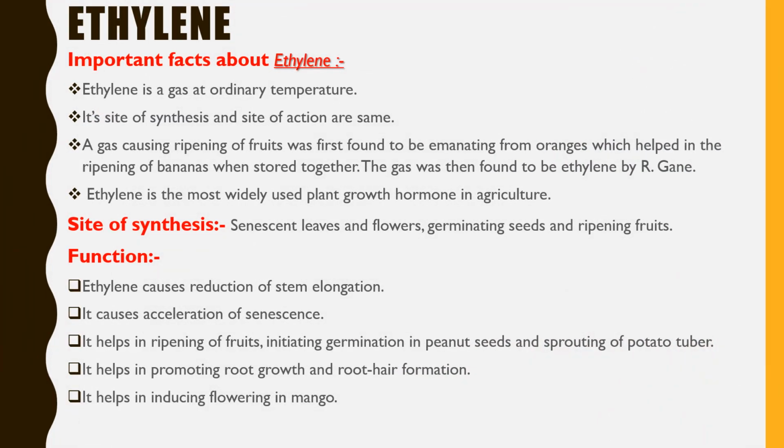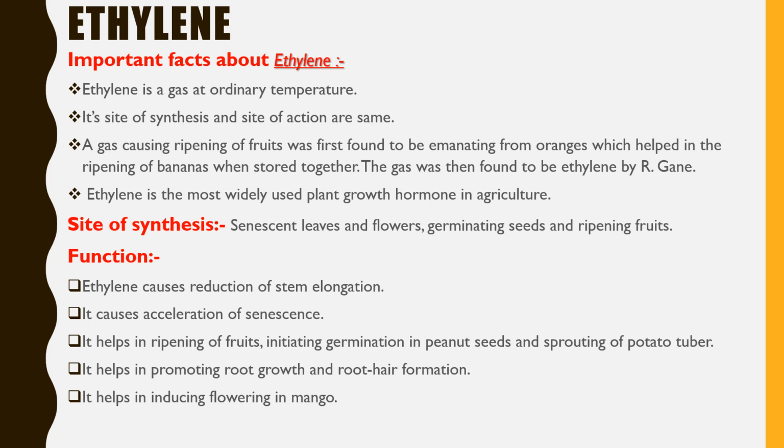Next hormone is ethylene. Important facts about ethylene: it is a gas at ordinary temperature. Its site of synthesis and site of action are the same. Where it is synthesized, there its effects are seen. A gas causing ripening of fruits was first found to be originating from oranges, which helped in the ripening of bananas when stored together.